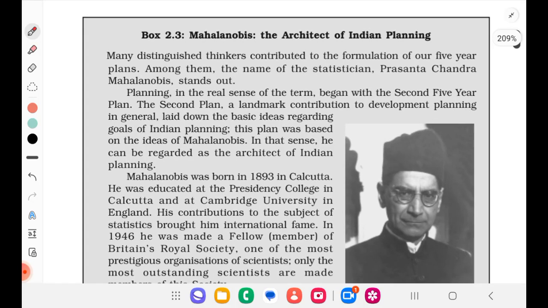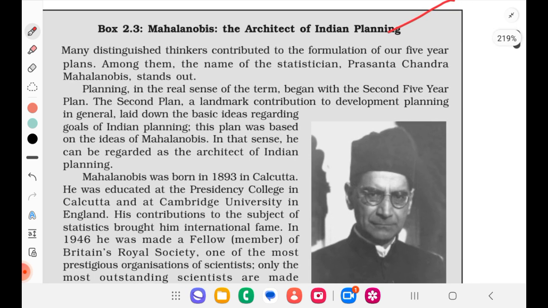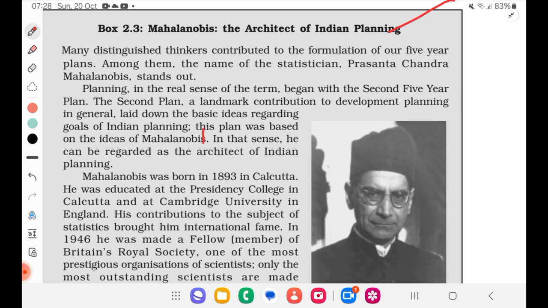Mahalanobis, the architect of Indian planning. Many distinguished thinkers contributed to the formulation of 5-year plans. Among them, the name of a statistician, Prasanta Chandra Mahalanobis, stands out. Planning in the real sense of the term began with the second 5-year plan. The second plan, a landmark contribution to development planning in general, laid down the basic ideas regarding goals of Indian planning. This plan was based on the idea of Mahalanobis. In that sense, he can be regarded as the architect of Indian planning.